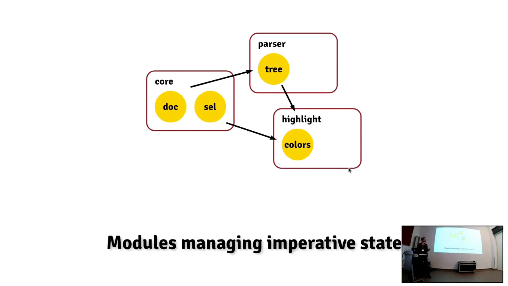So, for example, you have here the core library, which maintains a document and a selection. You have the parser, which maintains a parse tree, and you have the highlighter, which uses the tree and the document to assign colors to different pieces of the document. Now, the document updates and the event handler for the highlighter fires, and it reads from the parse tree, but for some reason those were registered in an order where the parse tree hasn't updated yet. And this becomes really awkward to reason about.